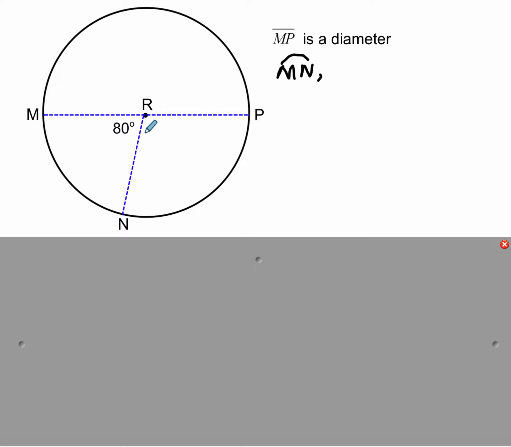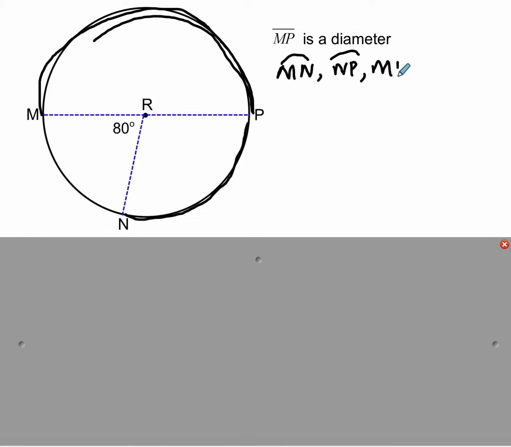Okay, so hopefully you have a list of arcs. I want to take you through how many arcs are in here. We're going to try and get them all, but I might miss one. We'll see. Another one that I can clearly see is this arc NP. So NP is an arc. This is an arc. It's a semicircle. That's arc MP. Okay, I'm going to start erasing this because I want to show you something.